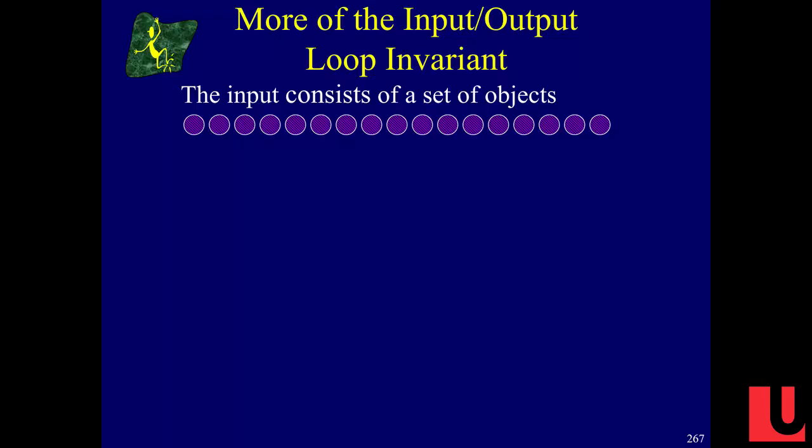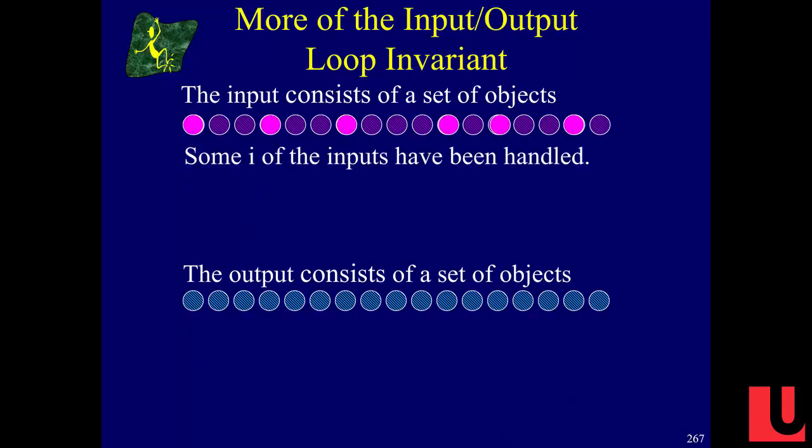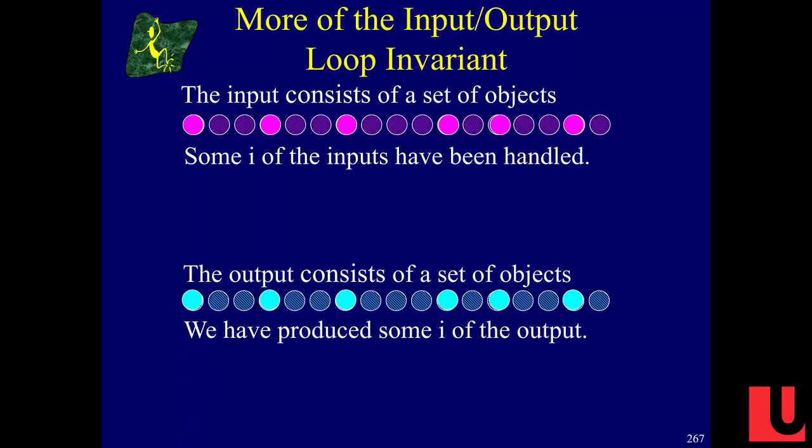It said we have a bunch of inputs and we have a bunch of outputs. And I changed the word here to a set of inputs. Before, I said it was an array of inputs, which implied an order. And here it's a set of inputs, so there's not necessarily an order on them. We can consider them in any order we want. And the loop invariant is going to say, well, I've handled some of the input, and I've produced some of the output. And maybe they're corresponding, or maybe they're not corresponding.